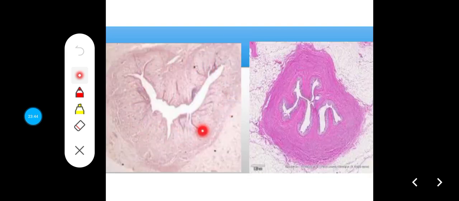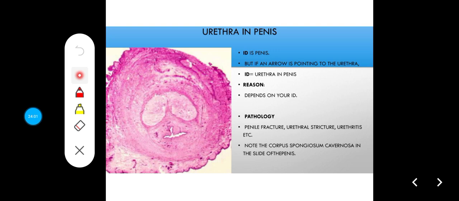Same thing here. You can only appreciate the urethra here, and only the corpus spongiosum. So you can't really see the three erectile tissues. The same thing here. So here you can appreciate the erectile tissues, the full erectile tissue. So here your identification will be the penis. While if the arrow is pointed at the urethra, your ID will be the urethra in the penis.